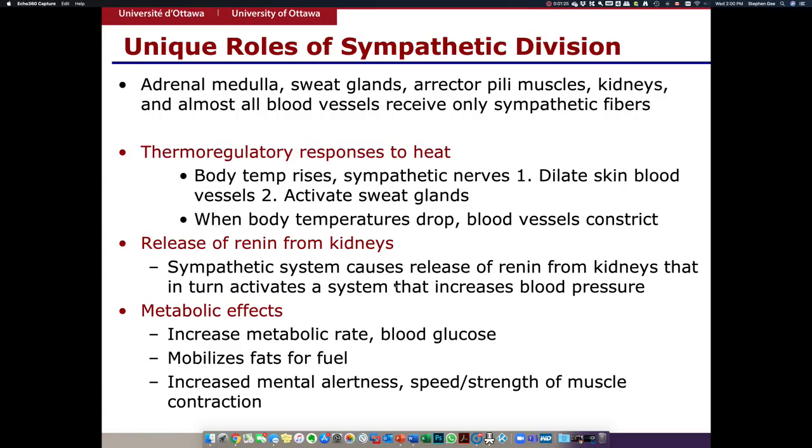Through both neural stimulation and release of adrenal medullary hormones, the sympathetic nervous system promotes a number of metabolic effects not reversed by parasympathetic activity. For example, it increases the metabolic rate of body cells, raises blood glucose levels, and mobilizes fats for use as fuels. Finally, the medullary hormones also cause skeletal muscle to contract more strongly and quickly.